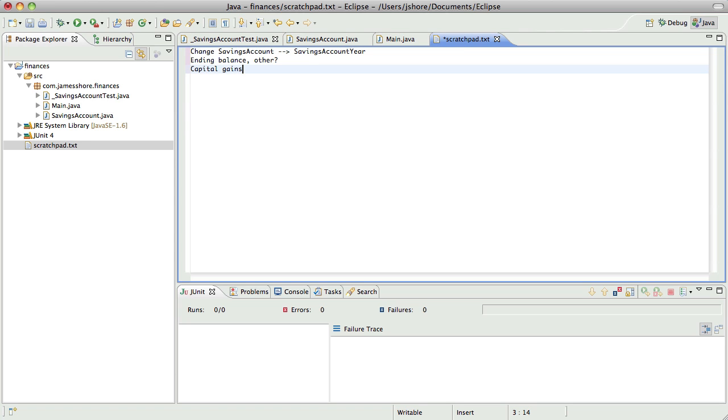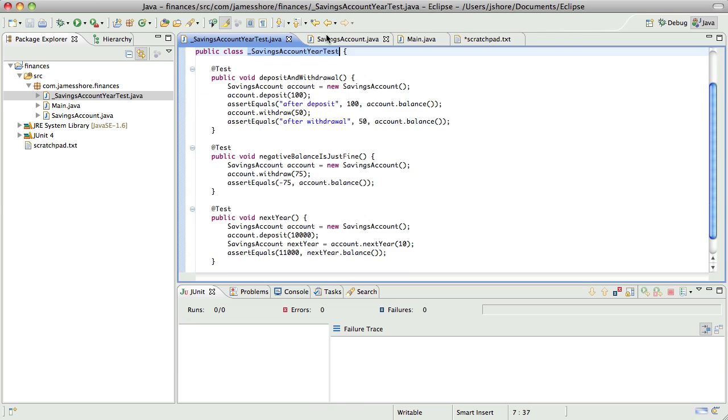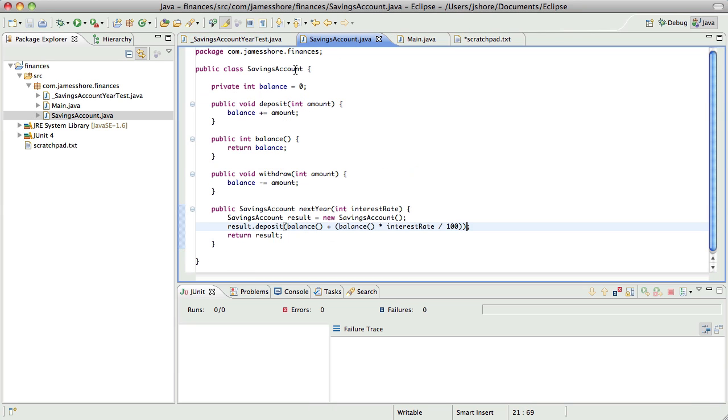Which reminds me, I need to start a timer. So I want to get to capital gains. Let's start out with a really simple one. We'll just rename this to savings account year to better reflect what's going on. And same thing here.